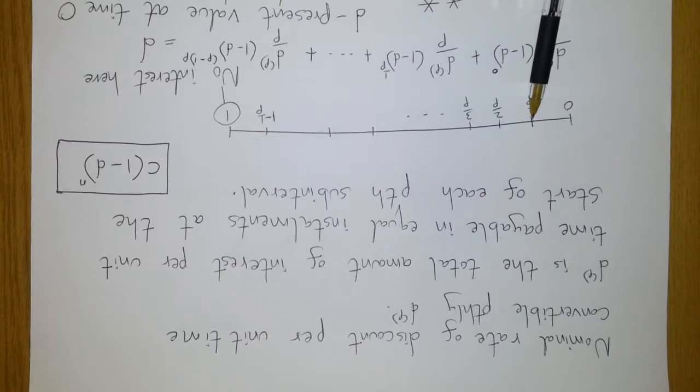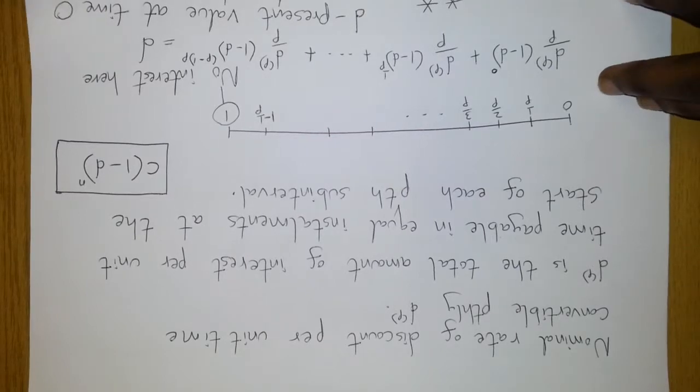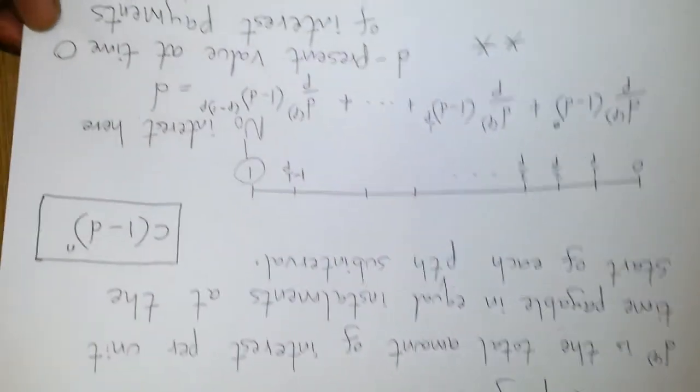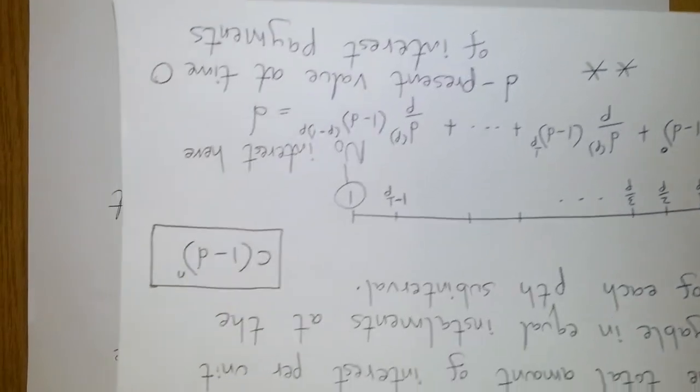The next payment, received here, is discounted by a time 1 over p back to time 0. This one is discounted by time 2 over p back to time 0. So in effect, if you add those payments together, you end up with d, which is your effective discount. So d is actually the present value at time 0 of the interest payments.